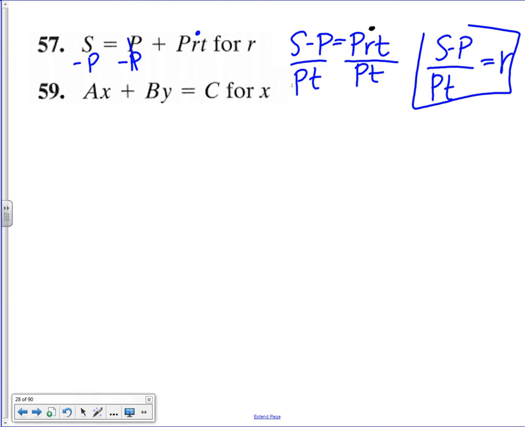Please don't try and cancel out the p's. It doesn't work that way, okay? Leave them in there. Number 59, we're solving for x.